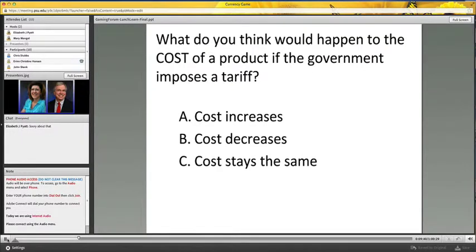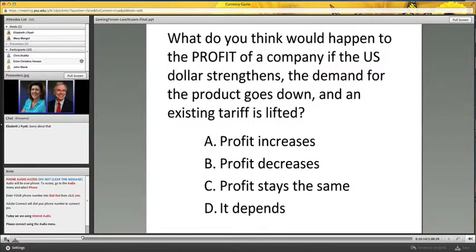Why? There's more competition. We get to the next question, which involves now a little bit of knowledge of international business. Well, what do you think would happen to the cost of a product if the government imposes a tariff? Well, hopefully, if the students were paying attention, they know what a tariff is. In essence, a tariff is a tax, and it increases the cost of the product. So therefore, if the government imposes a tariff, the cost will go up. So that becomes intuitive again, or obvious if you took international business or if you know what a tariff is.